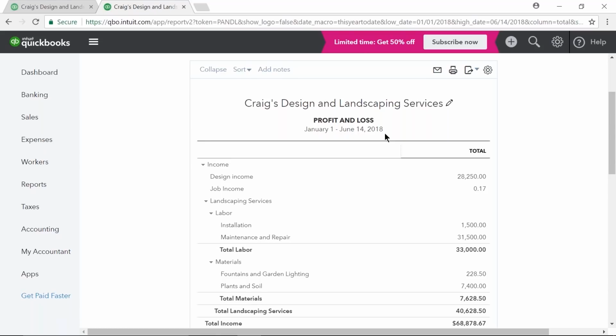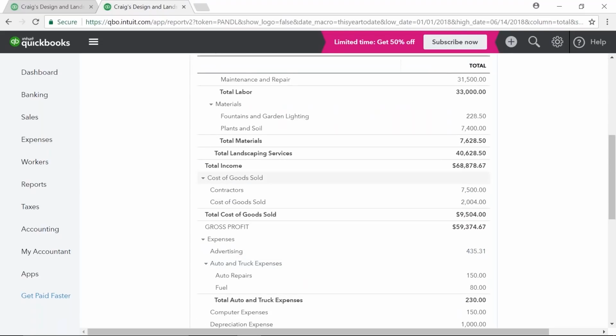So here, we're able to see all of the income we've received over the course of this year. And we have a total income of $68,000. And each one of these different income accounts basically stands for a different way that we've made money. And then we also have our cost of goods sold.